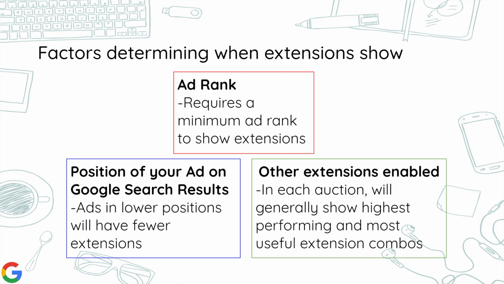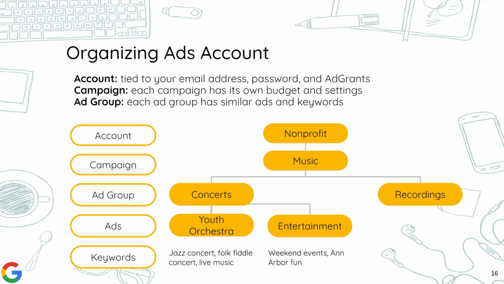So how do you organize your ads account? There are three different components to an ads account. That is your account, which is tied to your email address, password, and Ad Grants; your campaign, and each campaign has its own budget and settings; and lastly, your ad group, where each ad group has similar ads and keywords within it. As you can see from this diagram, a nonprofit will run separate campaigns, which will each have different ad groups that will have their own ads and keywords within it.